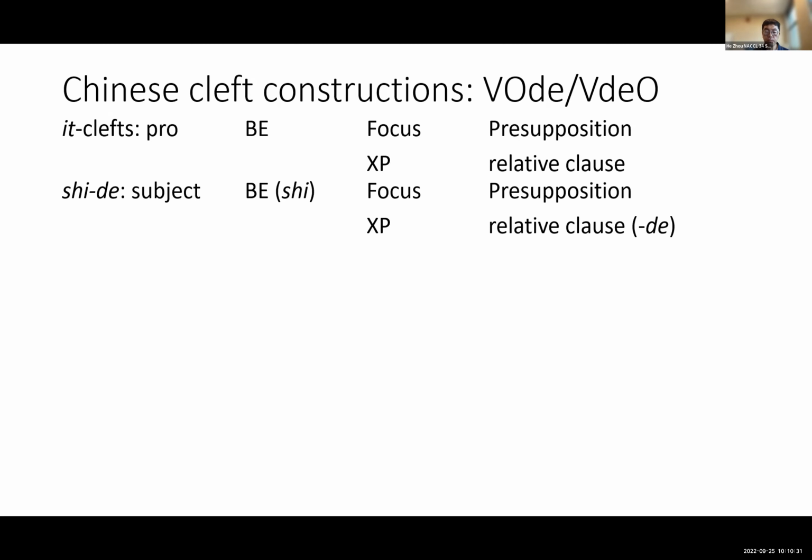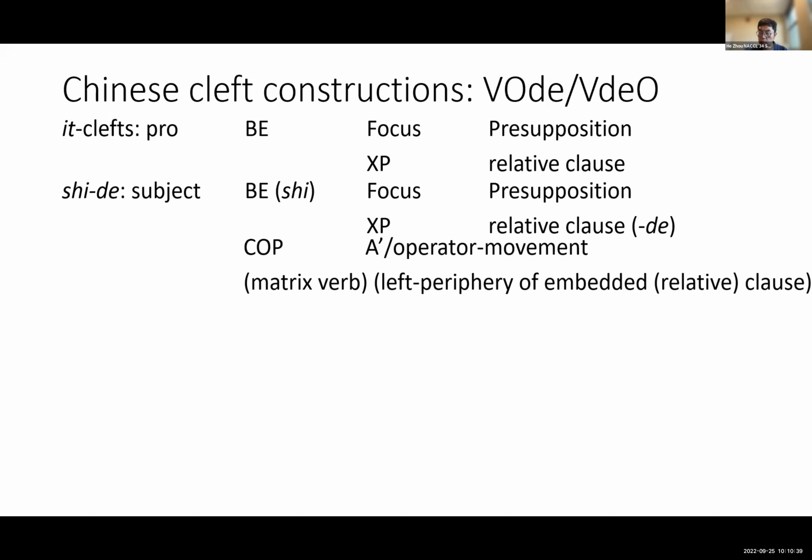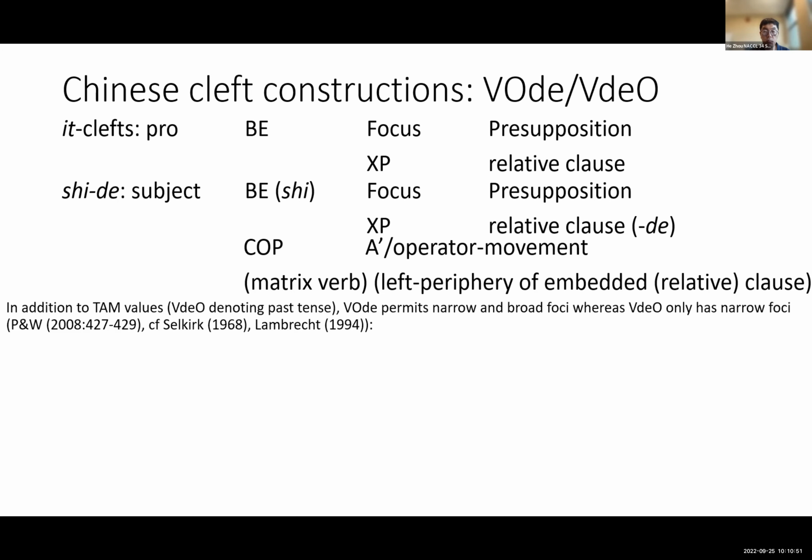And in Chinese, the relative clause comes at the end. Focus, presupposition, and then the. We can also derive this in terms of this kind of structure, where there's a copular matrix verb assigning focus, and the cleft verb is derived by A-bar movement. So there is A-bar movement to the left periphery of the relative clause.